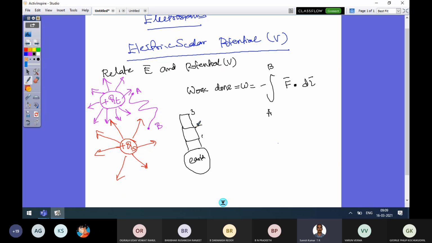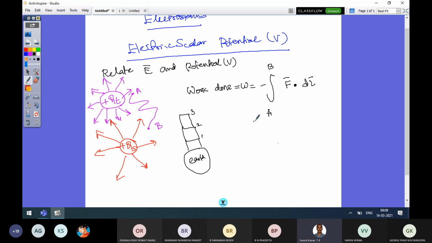Suppose you are coming down, moving from second floor to first floor to the ground floor. It's a negative work because the work is not done by you. The work is done by the gravitational force, right? You can say it is releasing the potential energy. Okay? So you need to understand why this negative sign is present here.